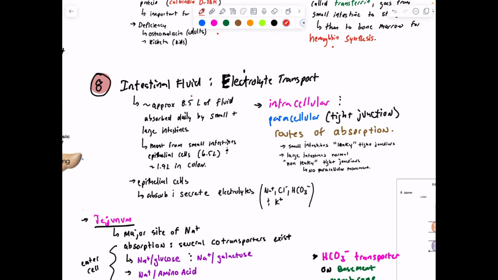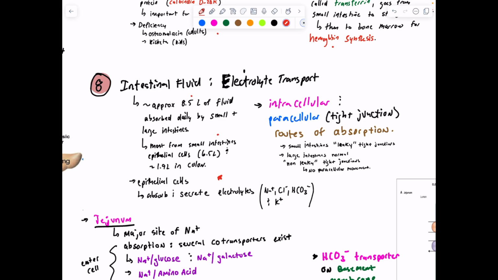So basically, approximately 8.5 liters of fluid is absorbed daily by the small and large intestines, and it's mostly from the small intestine. The epithelial cells there absorb 6.5 liters and about 1.9 liters in the colon. The epithelial cells also absorb and secrete electrolytes, specifically sodium ion, chloride, bicarbonate, and potassium. And then the routes of absorption for fluid and electrolytes, intracellular and paracellular, which we talked about forever ago, are the routes of absorption.